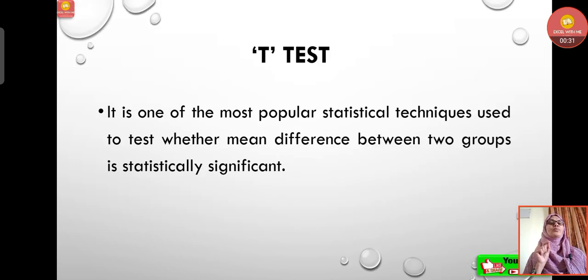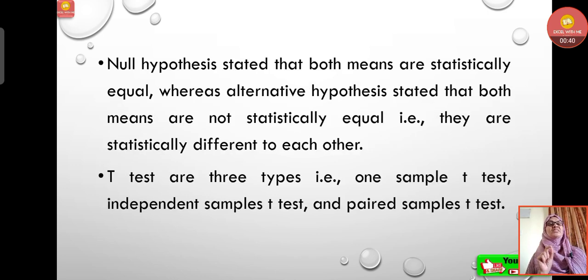It is one of the most popular statistical techniques used to test whether the mean difference between two groups is statistically significant. The null hypothesis states that both means are statistically equal, whereas the alternative hypothesis states that both means are not statistically equal, that is, they are statistically different from each other. Now, t-tests are of three types: one sample t-test, independent sample t-test and paired sample t-test.